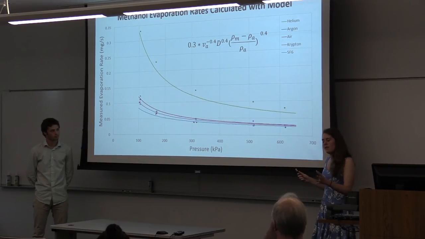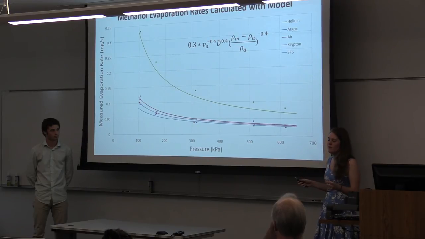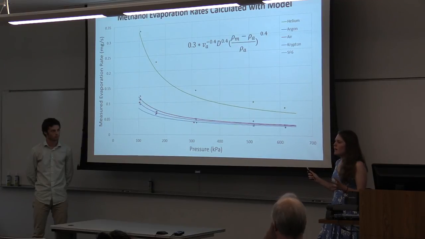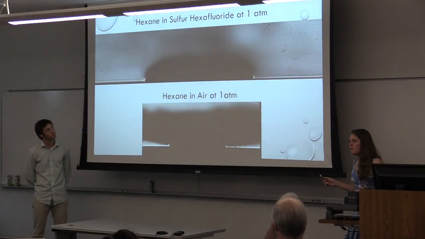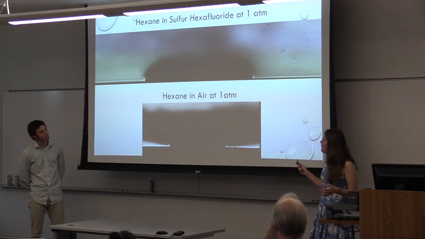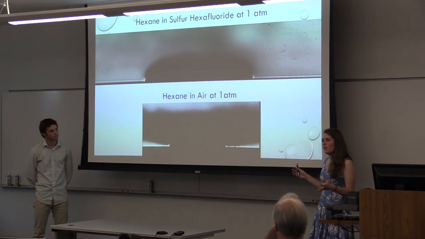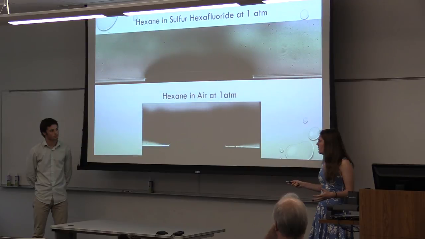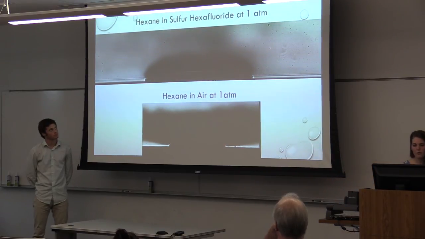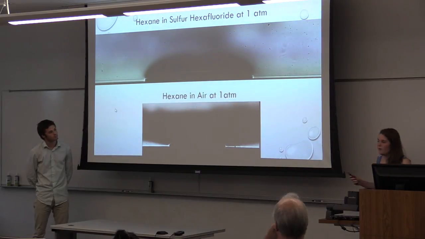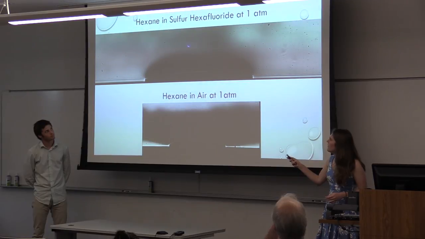Now, you might have noticed that sulfur hexafluoride is a very heavy gas compared with krypton. It has twice the molar mass of krypton. But with helium, sulfur hexafluoride had a higher evaporation rate. So we're thinking maybe there's a counter connection going on. Here we have a video of hexane evaporating in sulfur hexafluoride. Now this is hexane evaporating in air. This droplet is here, and this is a Schlieren image, and these are the vapors, this black cloud here. So this is what a typical Schlieren looks like, but when you look at the sulfur hexafluoride video, you're going to see there's this dip up here, and it's going to become real obvious real soon.